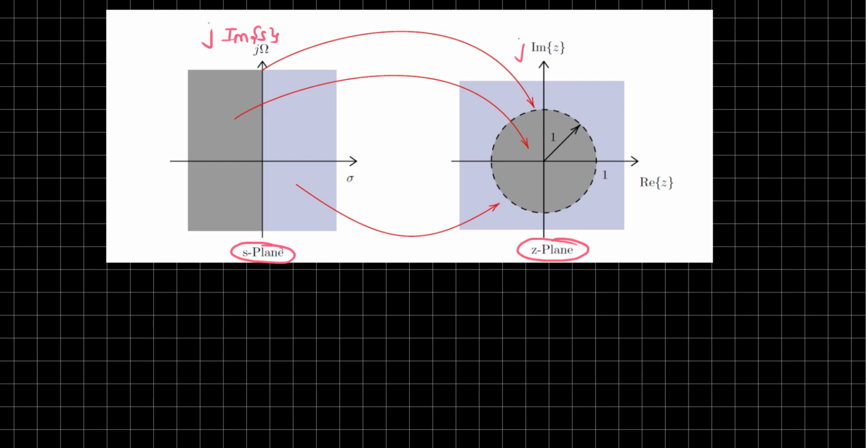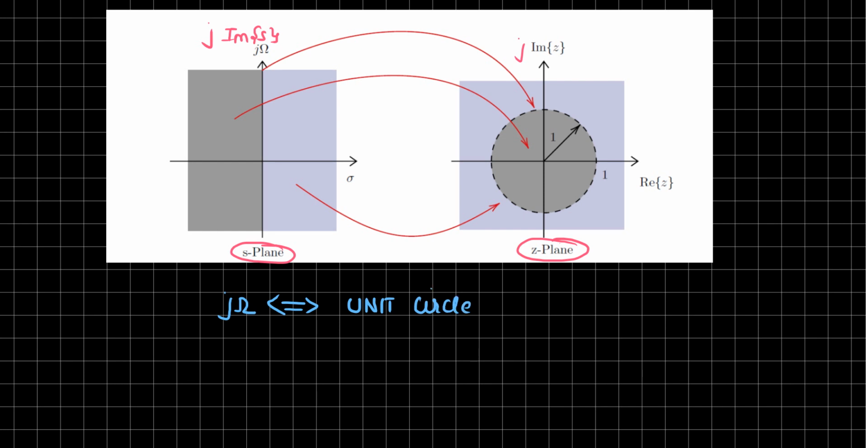Now the last comment which we had made was that if the region of convergence for a Laplace plane or the S-plane includes this j omega axis, then the Fourier transform exists. And in the case of the Z transform, if the region of convergence includes this unit circle, then the Fourier transform exists. So if we have some kind of equivalence in these two planes, we can say that the j omega axis in the S plane is equivalent to the unit circle in the Z plane.